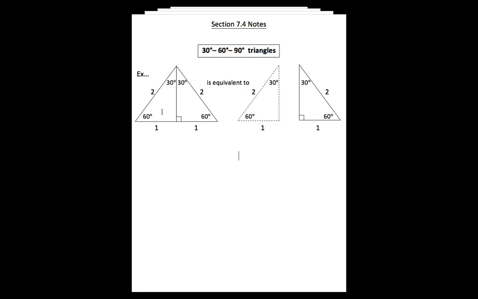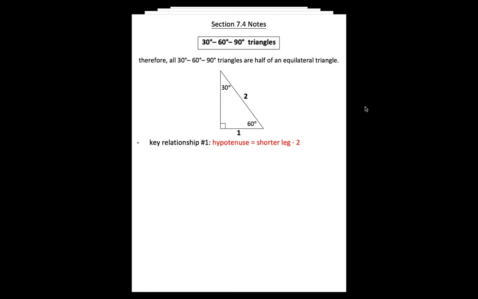So essentially I can take those 2 congruent triangles and split them into equal parts, and what I would have then is a 30, 60, 90 triangle. So all 30, 60, 90 triangles are half of an equilateral triangle. And because we know that, one key relationship that we know for sure is that the length of the hypotenuse, which in our example we labeled 2 units long, is always going to be twice the size of the shorter leg, right?